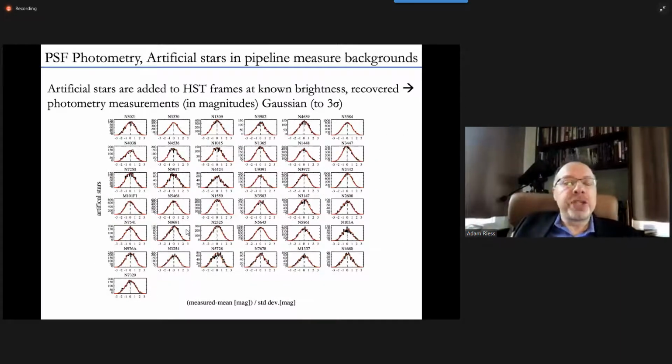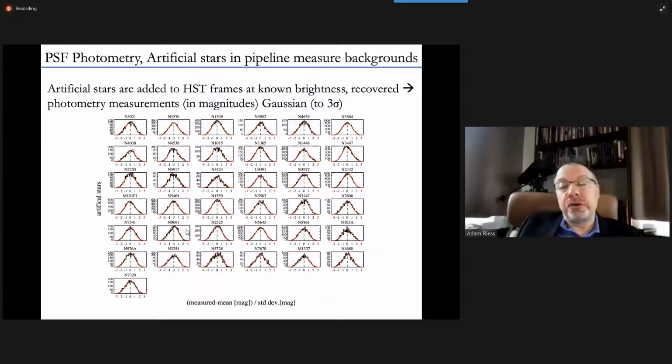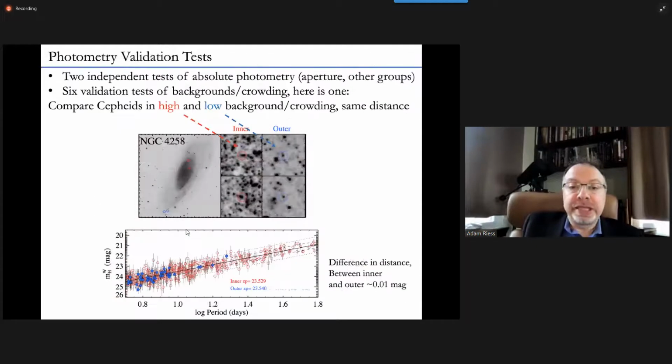Okay, so we measure PSF photometry. We do this with a pipeline. We inject artificial stars. We use those to measure the backgrounds. We also use them to measure the measurement uncertainties. And so what I'm showing you are the extracted artificial star measurements compared to a Gaussian, and the errors do look Gaussian to about 3 sigma. We go over that in great detail in the paper, and that allows us to do future statistics.